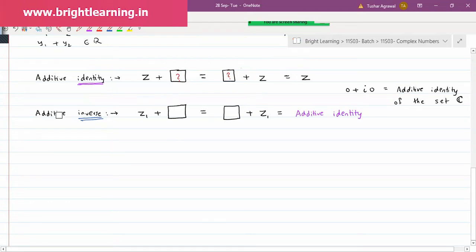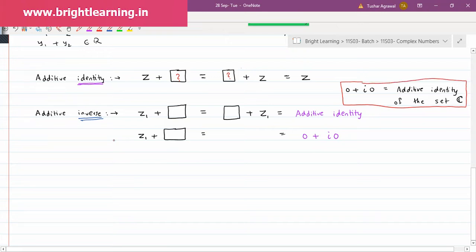Okay, one minute, I will come to that point. Now I will have to find some number. So first of all, Z1 plus this box. Can you find some number that will give me the answer? What is my additive identity? My additive identity is 0 plus I times 0. This we have already defined, that 0 plus I times 0 is the identity of the set of complex numbers.